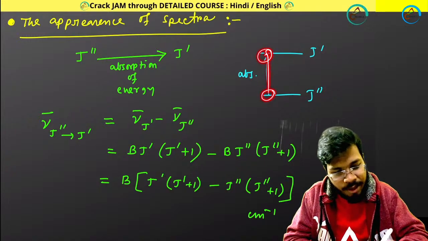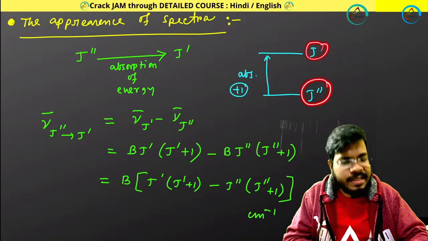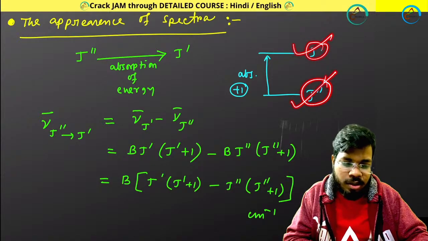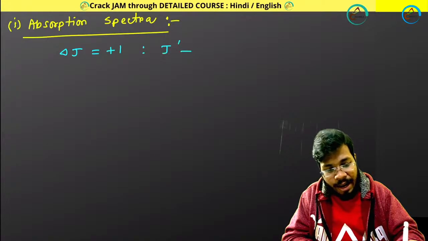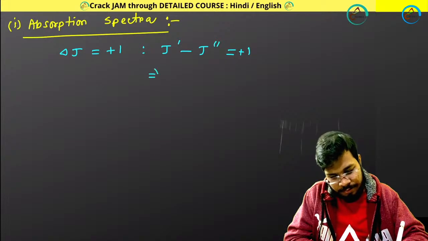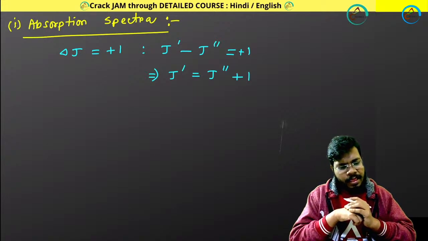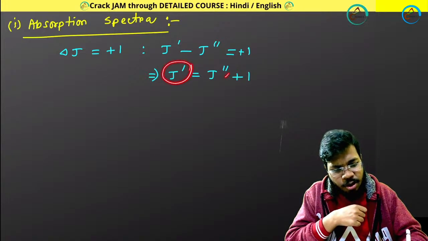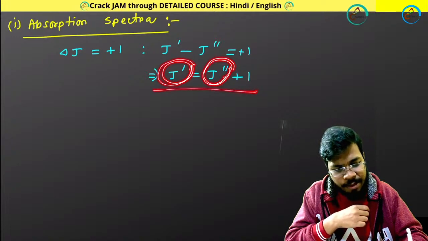So if ΔJ equals plus 1, then absorption is happening from here to there. This difference is plus 1. Difference means J' minus J'', larger value minus smaller value, will be plus 1. So I can write J' minus J'' equals plus 1, and finally, therefore, J' equals J'' plus 1. That means this is my higher J value and this is my lower J value, and this is happening for absorption spectroscopy.